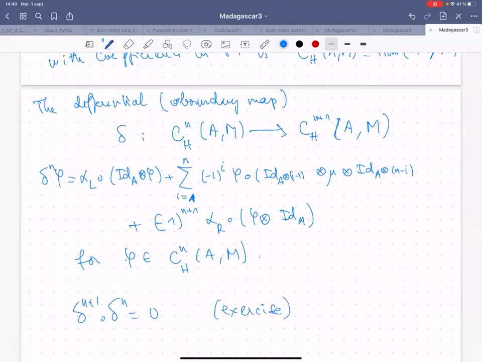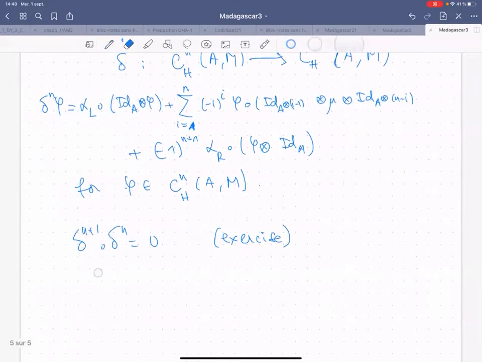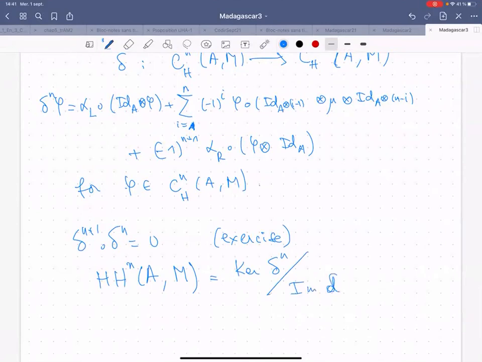Okay, it takes time. If you are brave, you can go ahead with it. And it's a good exercise. Okay. Then from this, we can define the Hochschild cohomology. The Nth group of Hochschild cohomology of the algebra A with values in the bimodule M is exactly defined by the kernel of delta N, quotient by the image of delta N minus one.